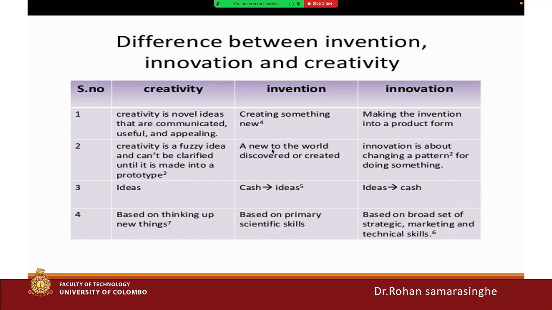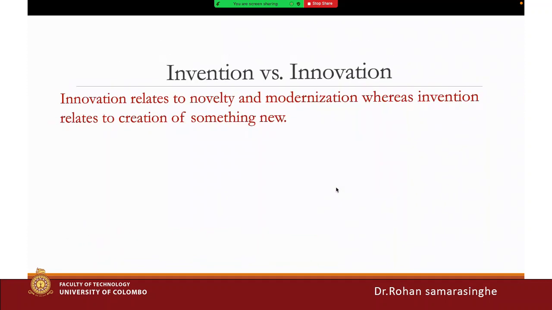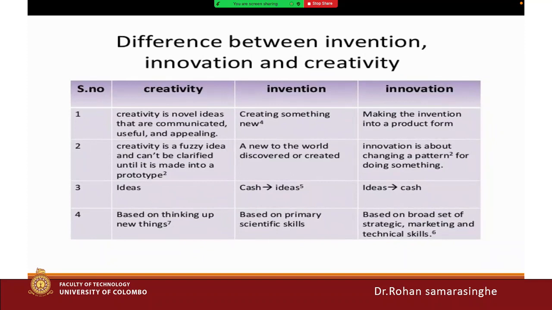Also, invention is something new to the world, discovered or created, and innovation is about changing the patterns for doing something. Once again, when you consider creativity, sometimes it is an idea. So invention, cash can be converted to ideas. Also, ideas can convert to cash.